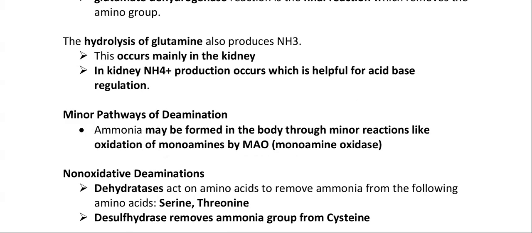Minor pathways of deamination. Ammonia may be formed in the body through minor reactions like oxidation of monoamines by monoamine oxidase.